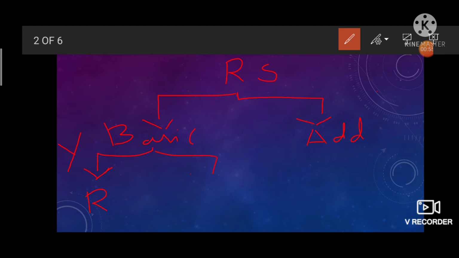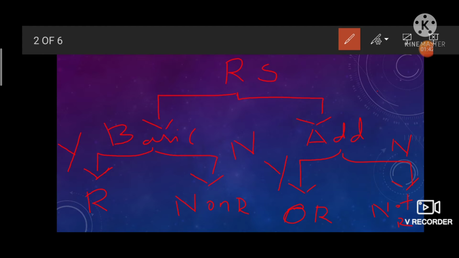If he does not fulfill the basic condition, I'll write here no, then he is a non-resident of India. Then the additional condition. There are two additional conditions, we'll learn them later. If he fulfills both additional conditions, then he is an ordinary resident of India. If a person does not fulfill the additional conditions, then he is not an ordinary resident of India. I hope you have cleared this flow chart.